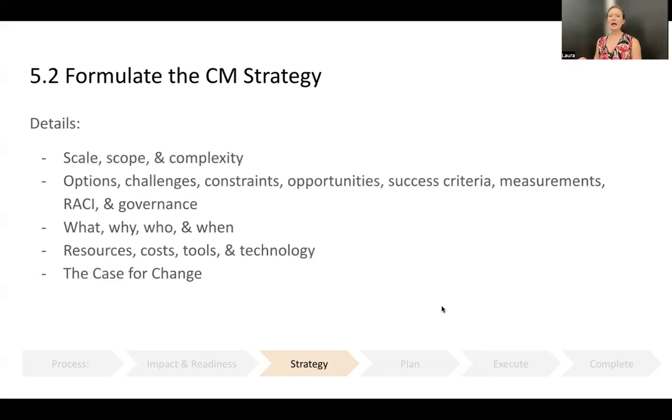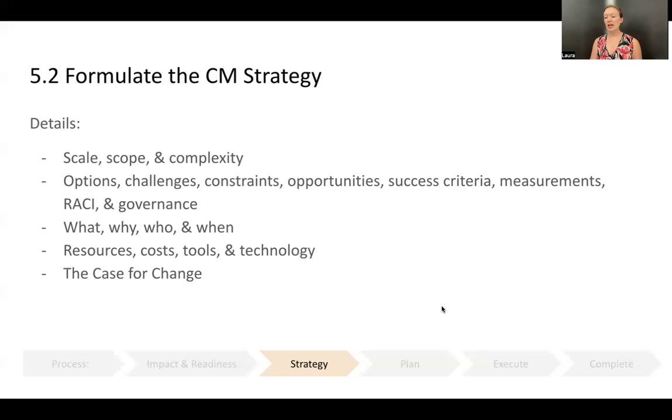So the purpose of Formulate the Change Management Strategy is to develop the overarching approach for how an organization transitions from its current state to its future state. The change management strategy is typically designed to realize a set of goals to achieve specific organizational outcomes.